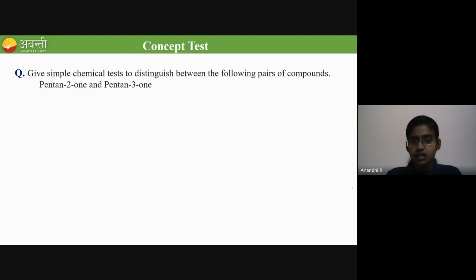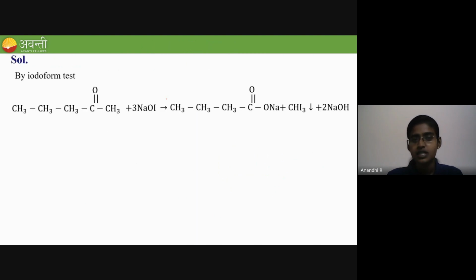Shall we test the concept which we have discussed now? So give a simple chemical test to distinguish between the following pair of compounds. That is, you have to distinguish between pentan-2-one and pentan-3-one. So which test we have to use? Just now we have seen, the iodoform test we have to use. So what is pentan-2-one? This is the formula for pentan-2-one. It is 1, 2, 3, 4, 5. This is pentan-2-one, and in pentan-2-one, we have the CH3 C double bond O group.